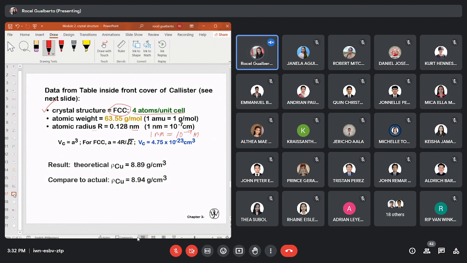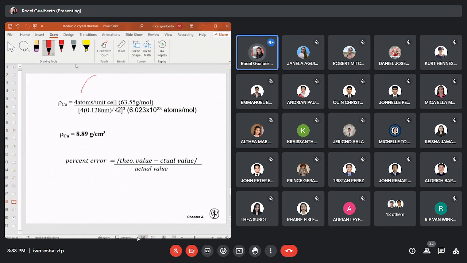Why do we change it into cm? Because we want the density to be expressed in gram per cm cube. So let us then solve for the density. Given the equation earlier, density is equal to nA over VcNA. That is our working equation. What is our N? Since this is an FCC, N is equal to 4.